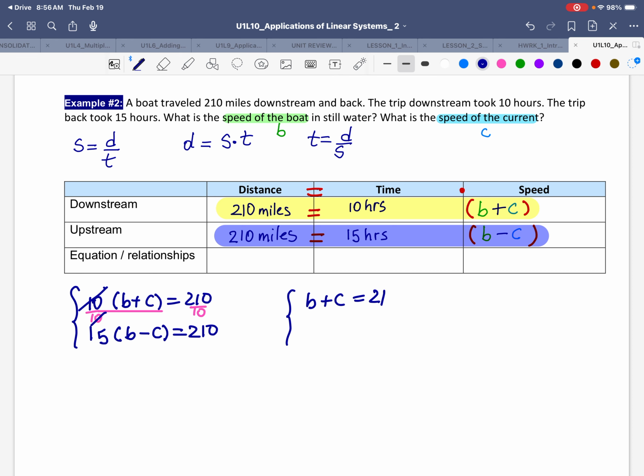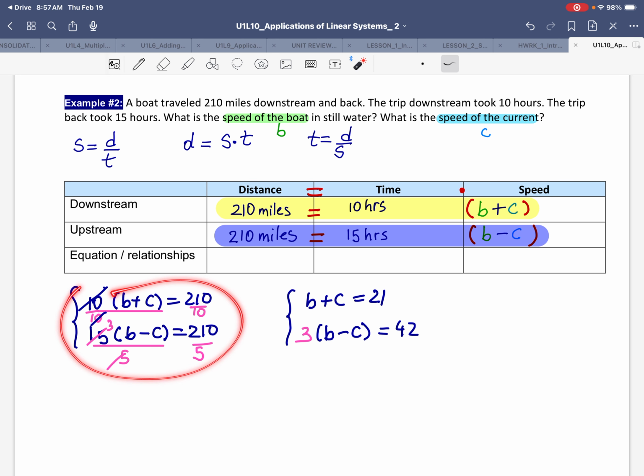Now, in the next equation, I see I have 15 and 210. Now, 10 is not a common factor, but 15 might be. So in this case, I would divide both sides of the equation by 5. And let's see where this takes us. So now we're going to have, instead of 15 over 5, 3. So we have 3 times (B minus C) equals, and then we have to divide 210 by 5. And that will give 42. So this system is a lot easier to solve than that one.